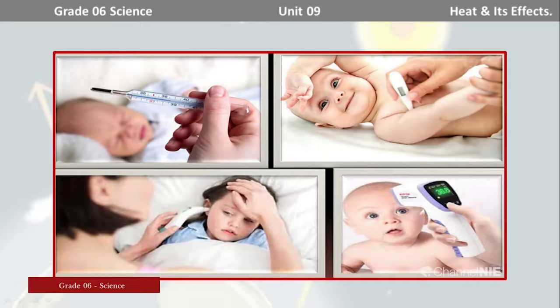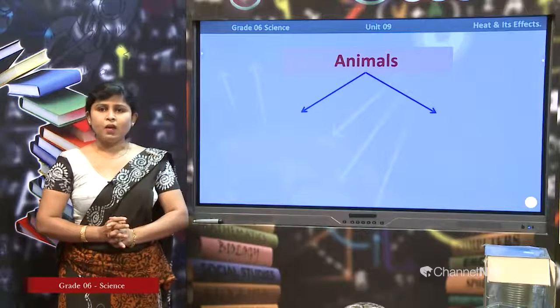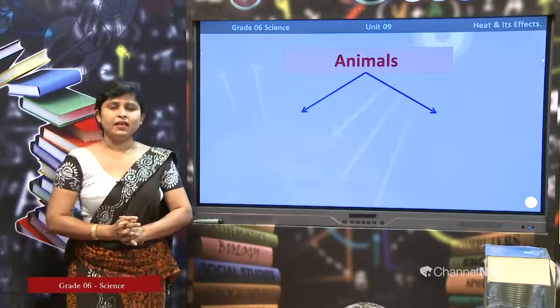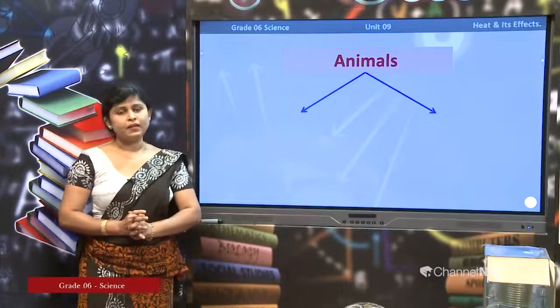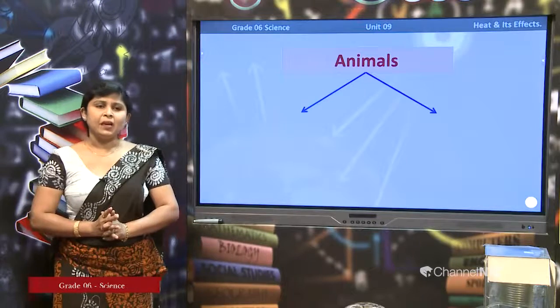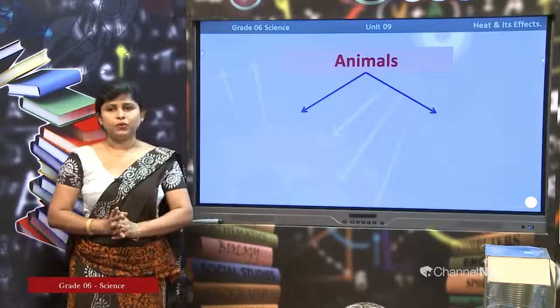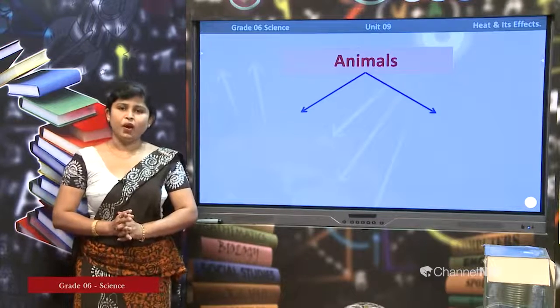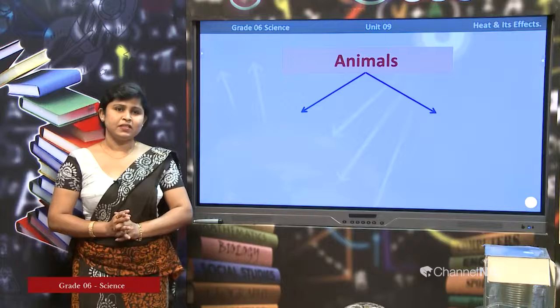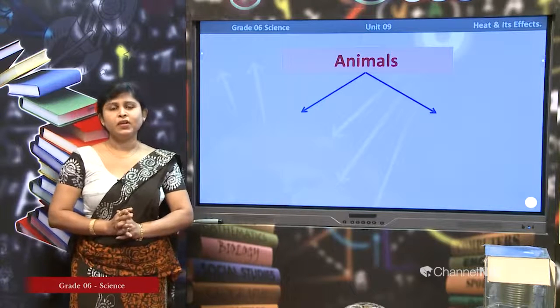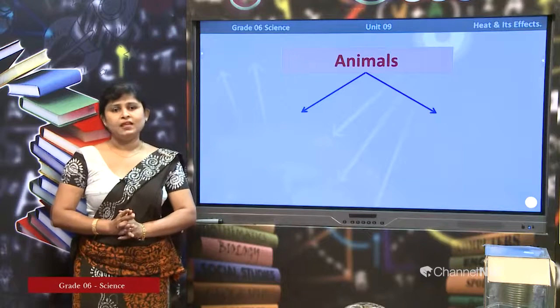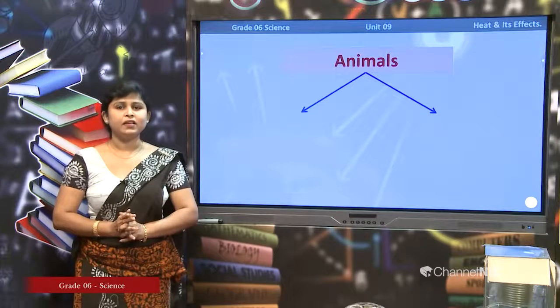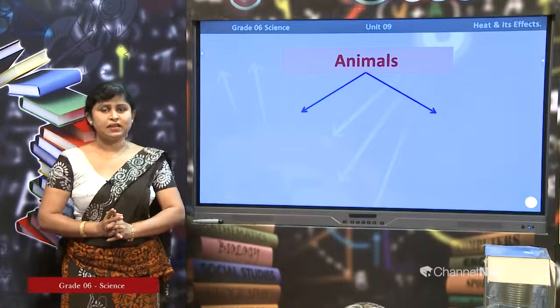Clinical thermometers, and the last one is the infrared thermometer. There are thousands of animal varieties in our environment, right? The animals can be grouped into two according to their ability of controlling the body temperature. Some animals can control their body temperature, and there are some animals that can't control their body temperature. Let's see.